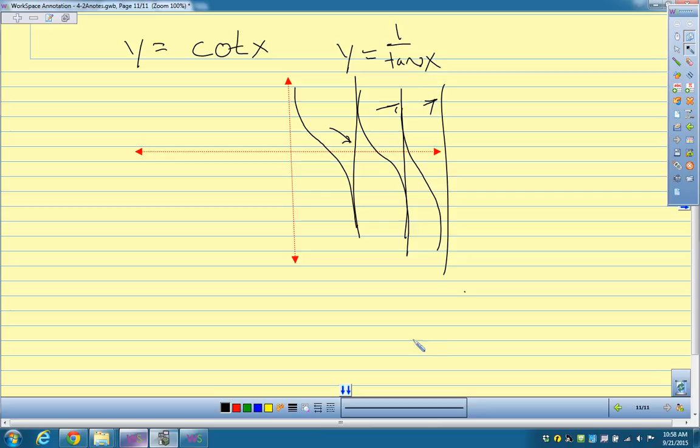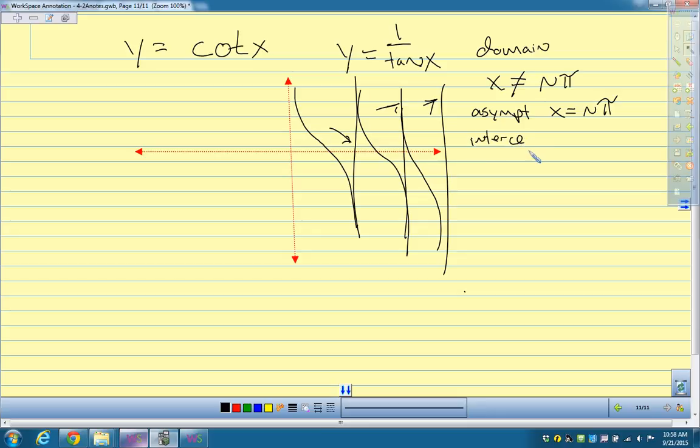Thanks. And then, just real quick, domain of this, okay? Domain: x is not equal to multiples of pi. Okay? Asymptotes: x equals multiples of pi. Okay? Intercepts: x intercepts at odd multiples of pi over 2. Okay? x equals pi over 2 plus n pi. Domain is, I already did that.